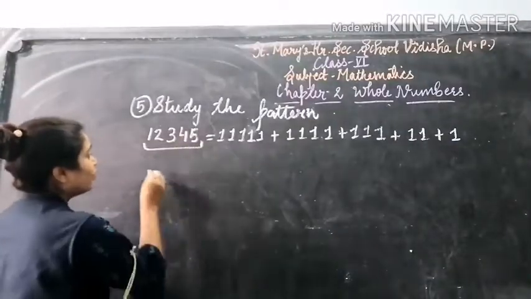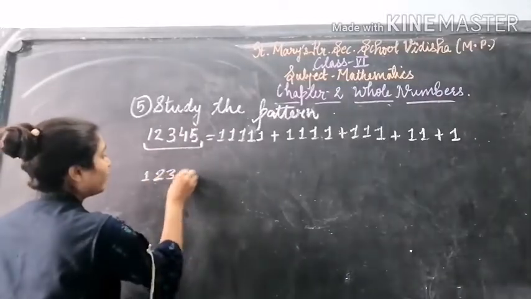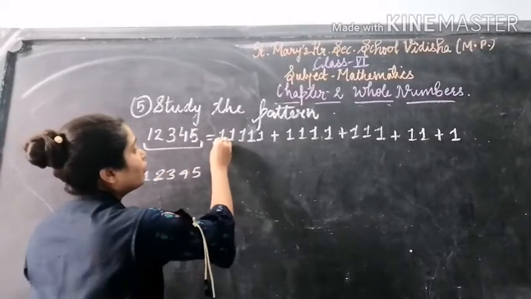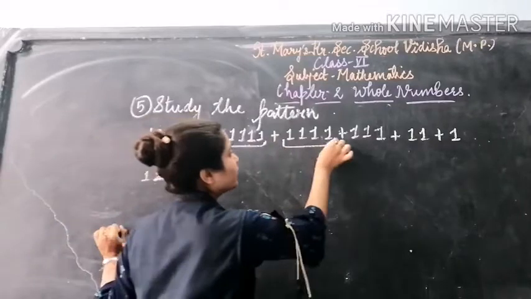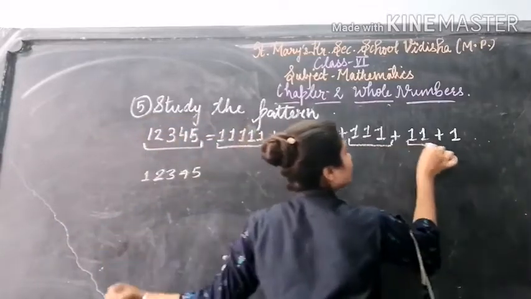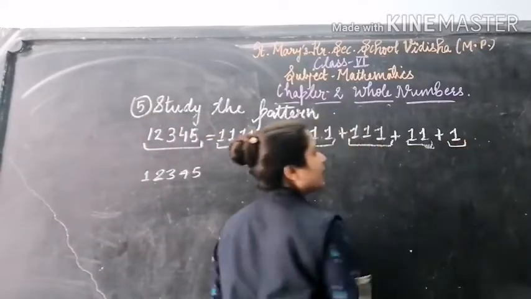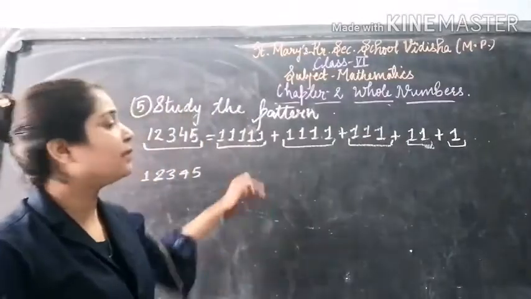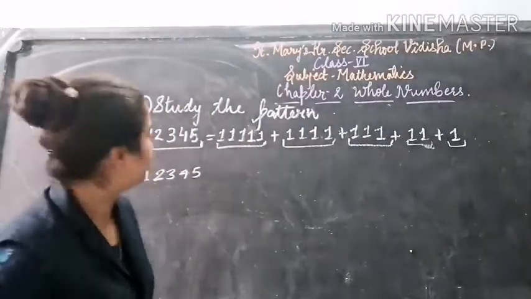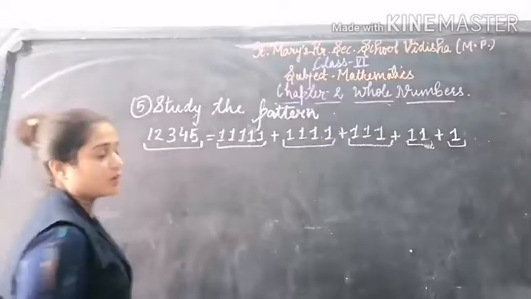The question is 1, 2, 3, 4 and 5 is equal to 5 times 1 plus 4 times 1 plus 3 times 1 plus 2 times 1 and plus 1 times 1. Now what will be the pattern? What will be the next step?